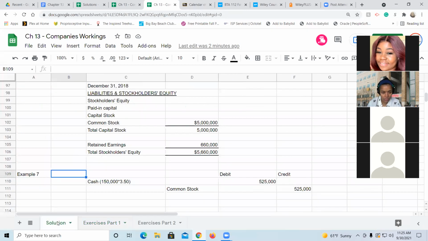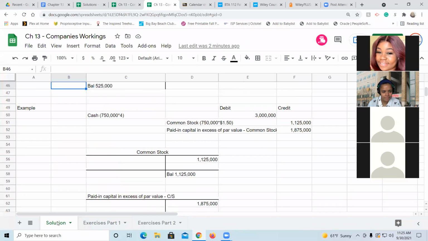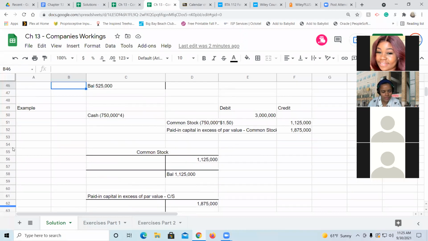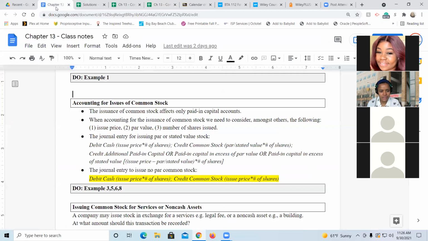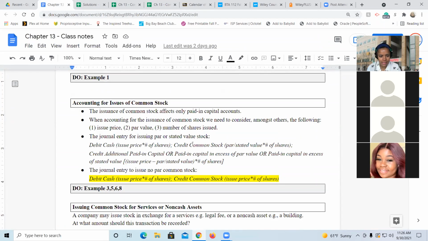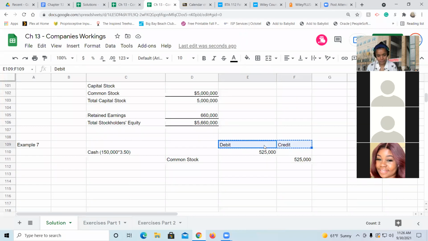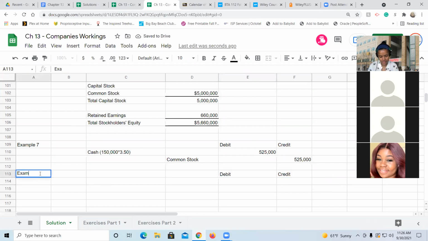So let me just remind you guys, in Example 5, we had a par value and an issue price that was higher than par value, and then we had paid in capital in excess of par. For this next example, it's just going to change to in excess of stated value, and everything else is treated the same. The common stock will just be the number of shares times the stated value. This is also written in your notes, where I said that you will credit common stock with either the par value or the stated value times the number of shares, depending on whether the company has a par value or stated value. So example 8 is going to look very similar to what we've done before, but you have to be careful because it's just one little account name difference, but it's an important difference.